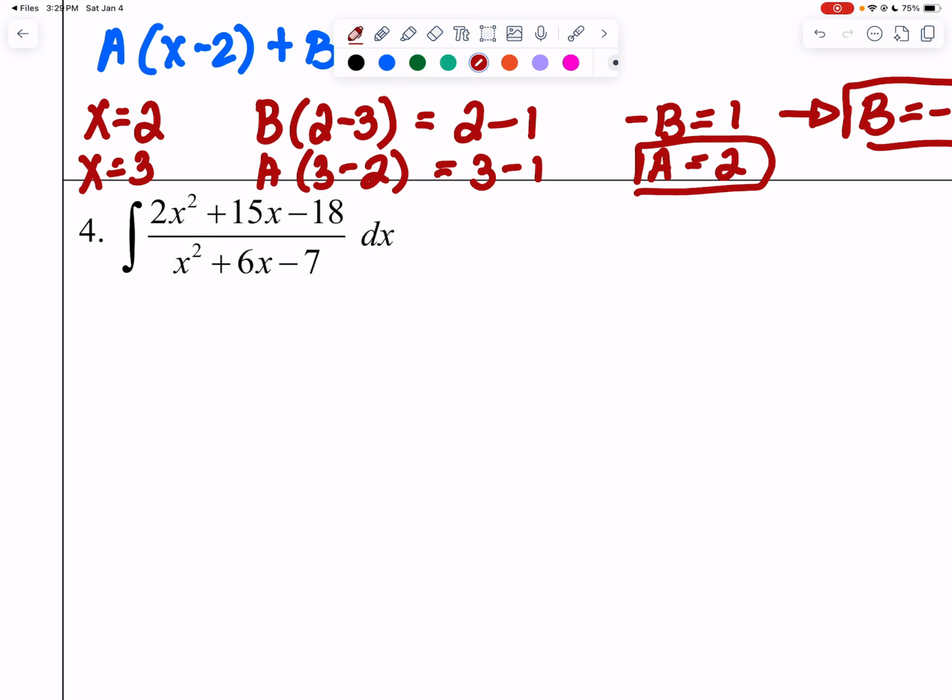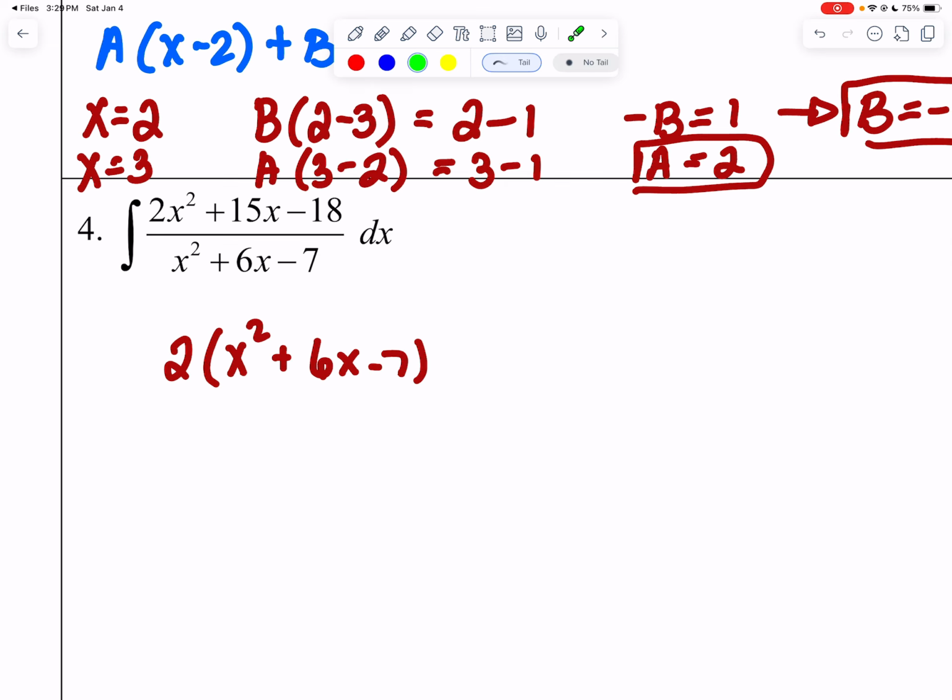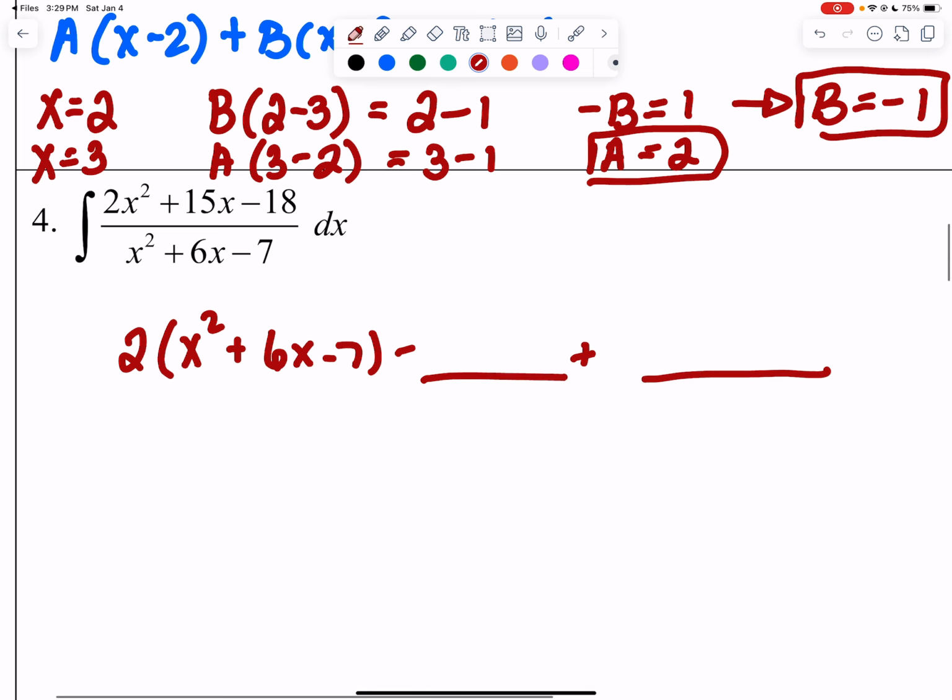So notice how here, if I have x squared plus 6x minus 7, and I have a coefficient of 1, and this is the coefficient of 2, then what I'm going to do is try and make 2 copies of x squared plus 6x minus 7 here, and see what I get. Because what I want, like I said, is 2x squared plus 15x minus 18. That's our end goal. Plus something is equal to 2x squared plus 15x minus 18.